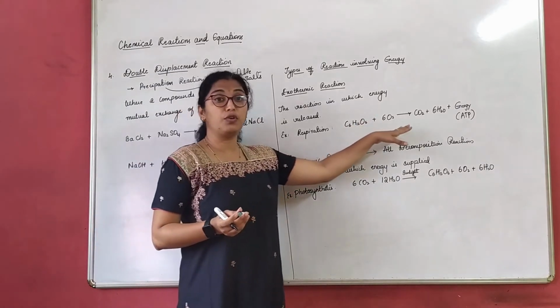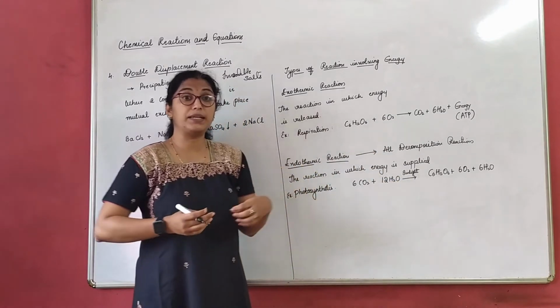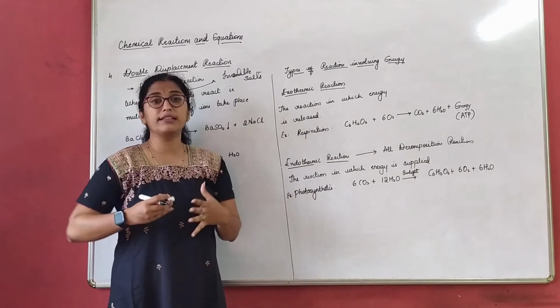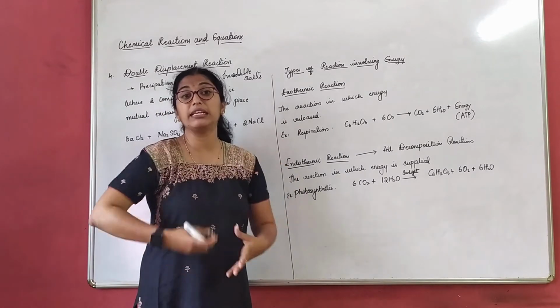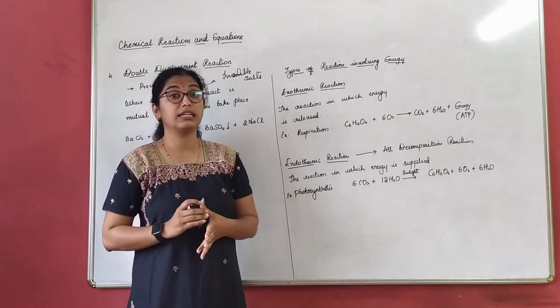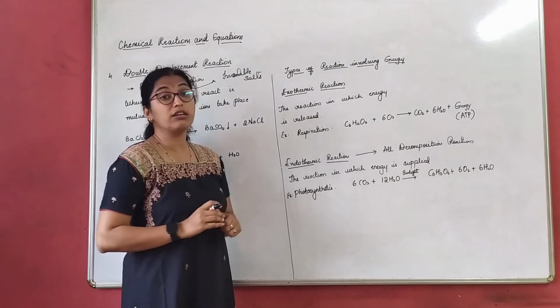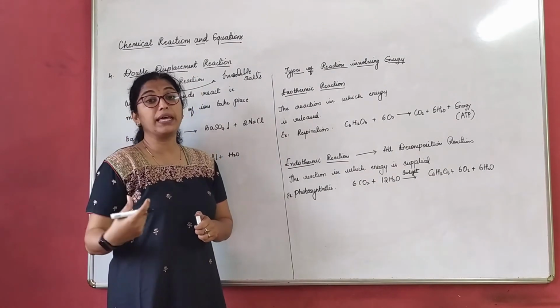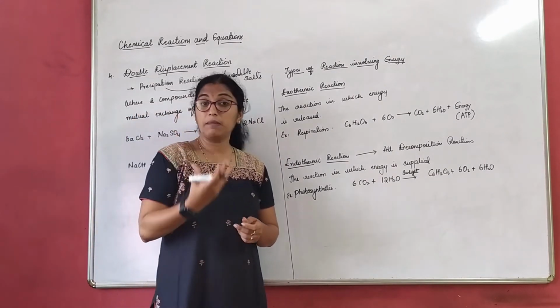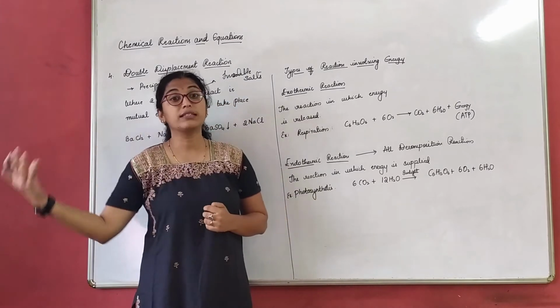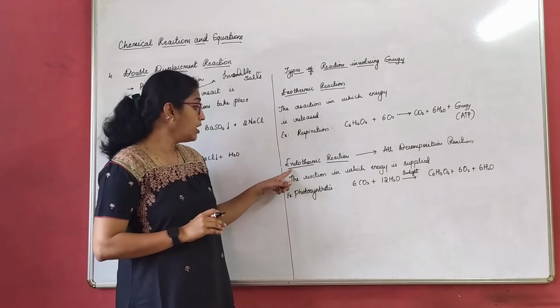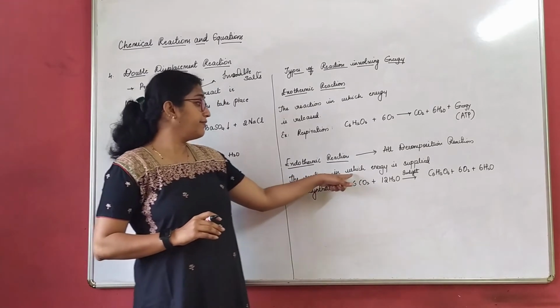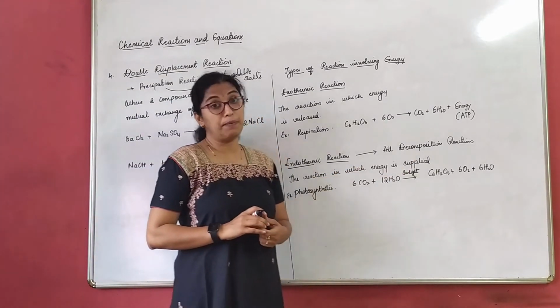So breaking down of glucose in the presence of oxygen, that means digestion of food, all this will come under exothermic reaction. We are releasing energy when the reaction is taking place. Endothermic reaction, absorbing energy, that means for a chemical reaction to happen, some external energy should be provided to it. The reaction in which energy is supplied.